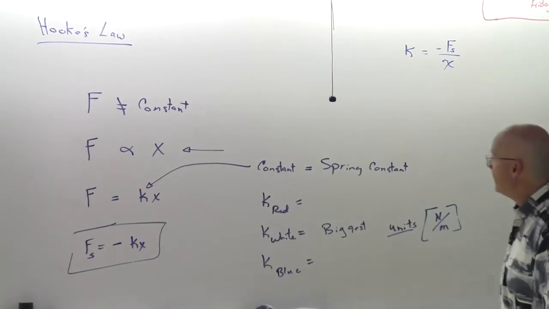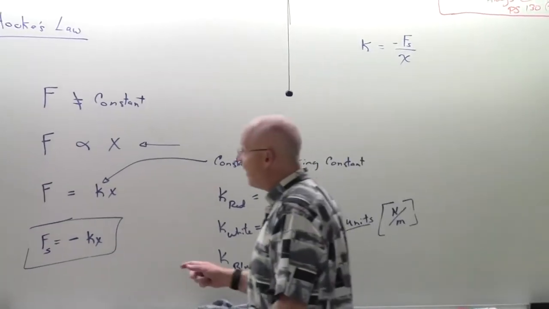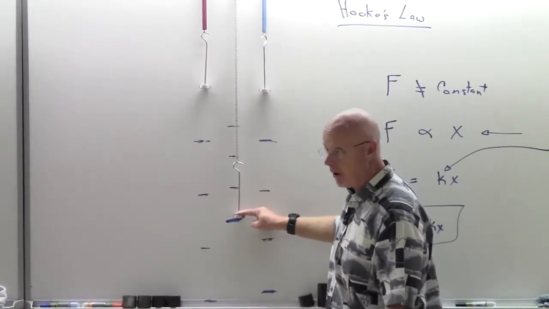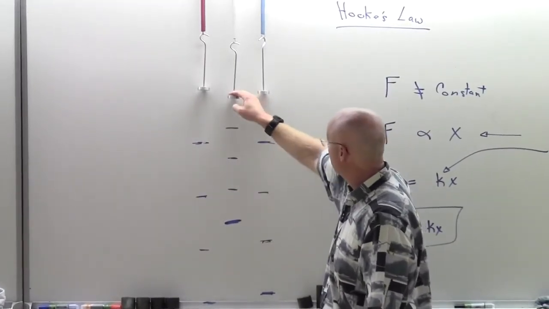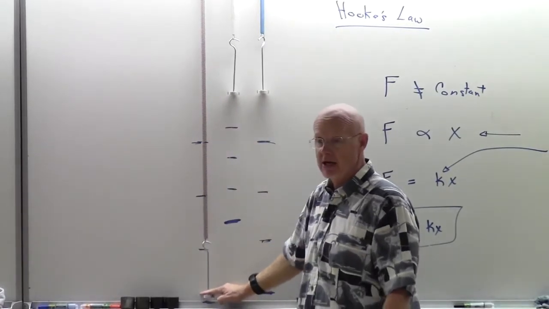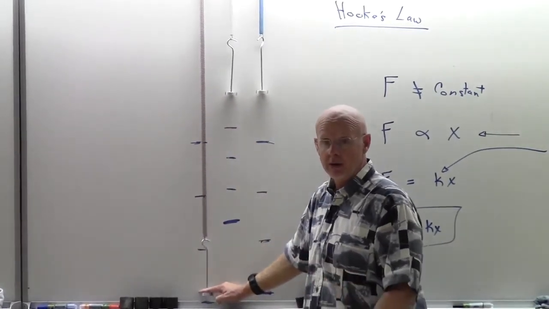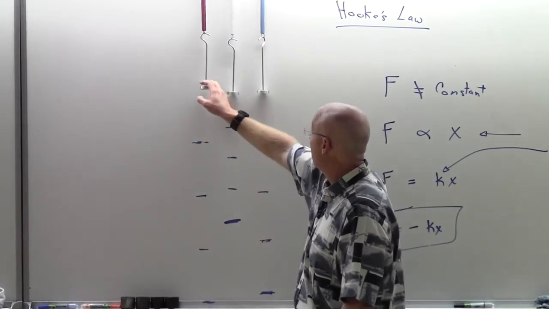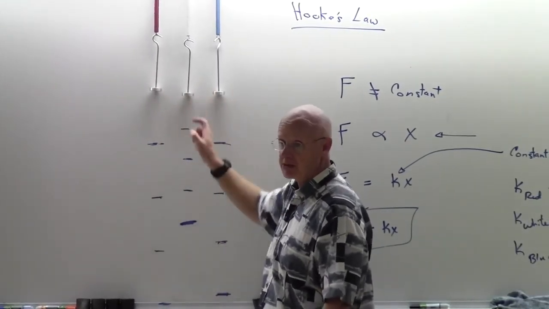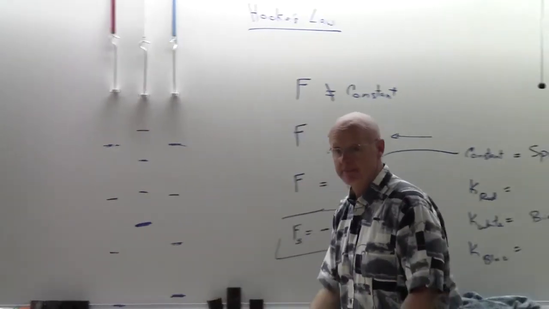The 100 newtons per meter says how much force you would get if you stretched it 1 meter. And so looking at this, clearly I don't have to stretch the white one very far to get the same amount of force as I needed for the red one. And so looking at all of these, that's why I would say the white one has the biggest spring constant. And which one would have the smallest?